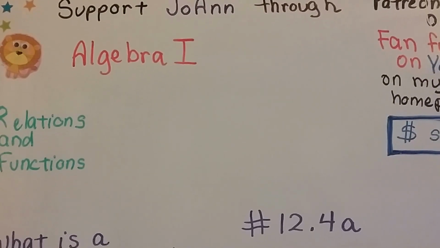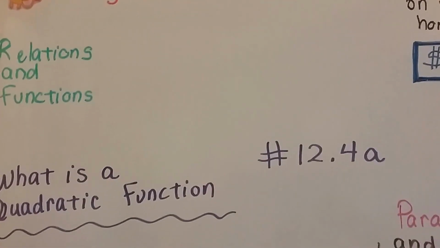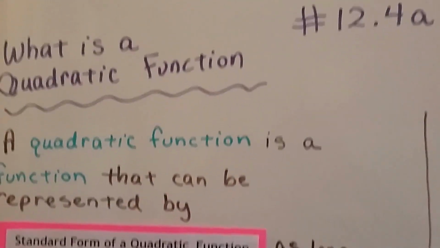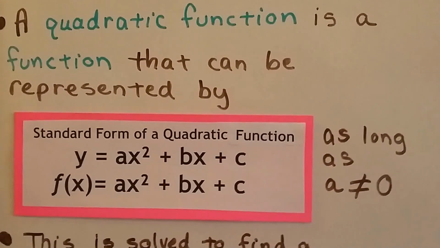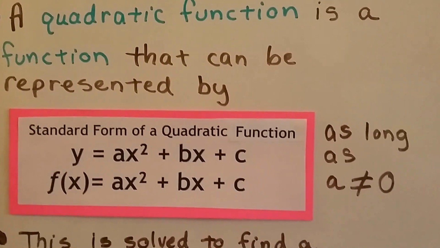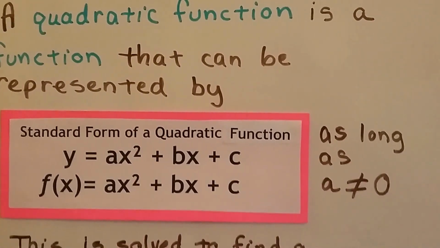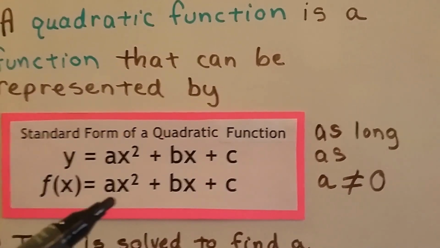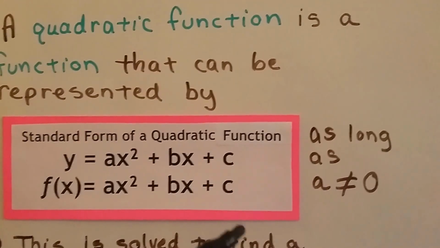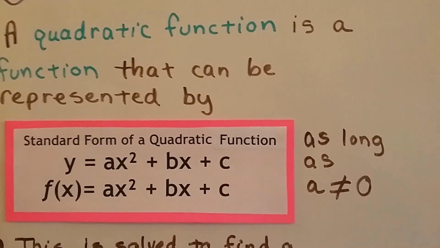Algebra I 12.4a, what is a quadratic function? Well, a quadratic function is a function that can be represented by y equals ax² plus bx plus c, or you might see it written as the function of x equals ax² plus bx plus c, as long as that a isn't a 0.